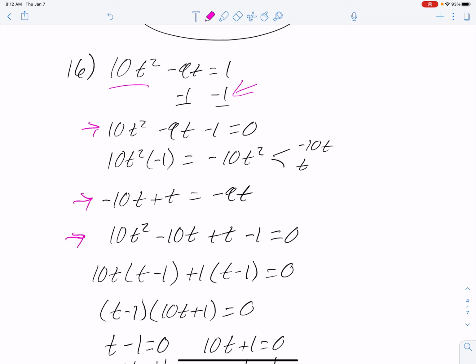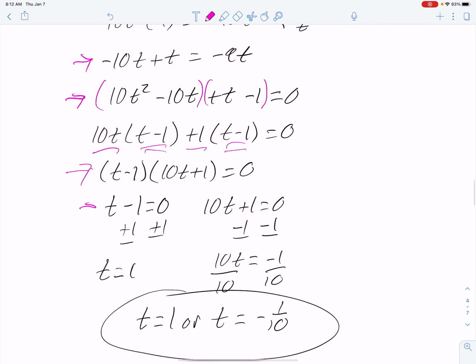I split my middle term, create my two groups. For my first group, I can factor out a 10t. For my second group, all I can factor out is a 1. Leaves me with the matching groups t minus 1. So I finish my factoring. T minus 1 times 10t plus 1 equals 0. Set each of my binomials equal to 0 and solve for the variable, getting me t equals 1 or t equals negative 1/10.